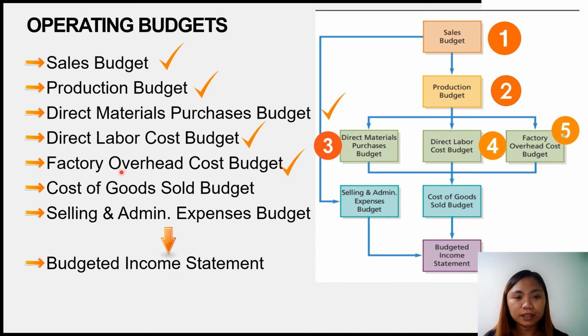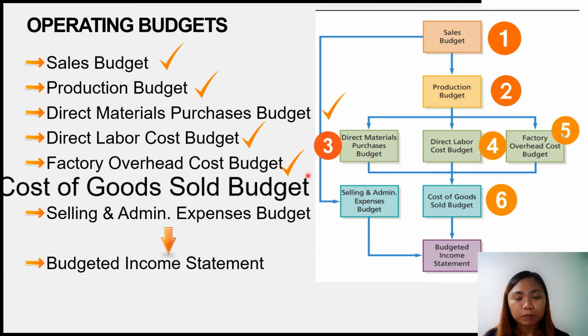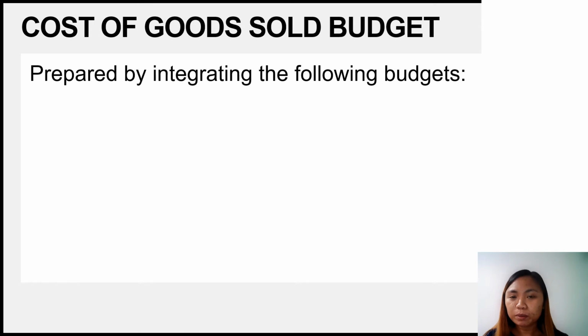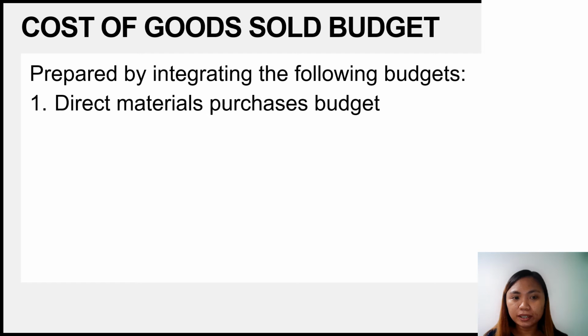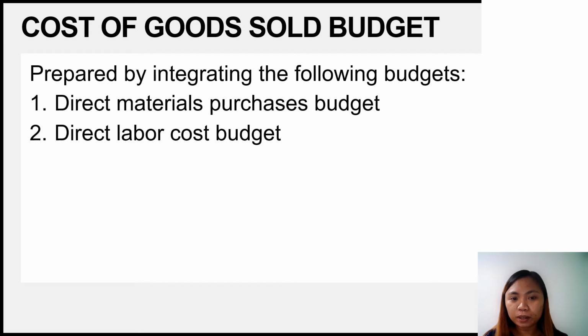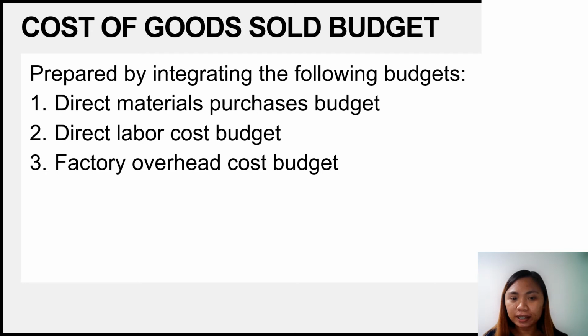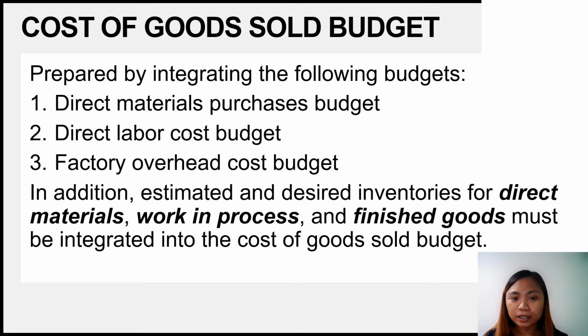So now that we are done with the factory overhead cost budget, we will now move on to the cost of goods sold budget. To compute for the cost of goods sold, the following budgets are integrated. First is the direct materials purchases budget, then the direct labor cost budget, and the factory overhead cost budget. And in addition, estimated and desired inventories for direct materials, work in process, and finished goods must be integrated into the cost of goods sold budget.